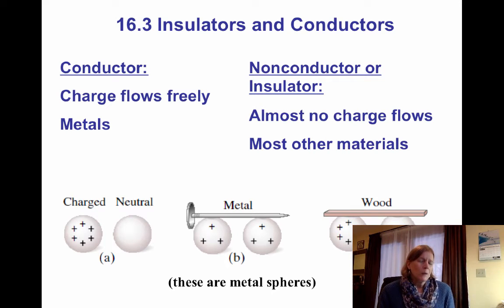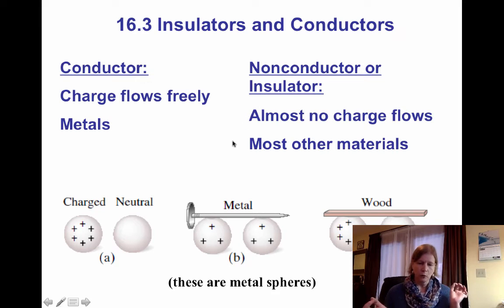Moving on, we're going to talk a bit about insulators and conductors. Insulators are things that insulate us from electric charge. Conductors are materials that can conduct electric charge. In a conductor, charge flows freely. Those electrons move easily from atom to atom, and most metals are conductors. In contrast, in a non-conductor, an insulator, almost no charge flows, and that's most other materials.